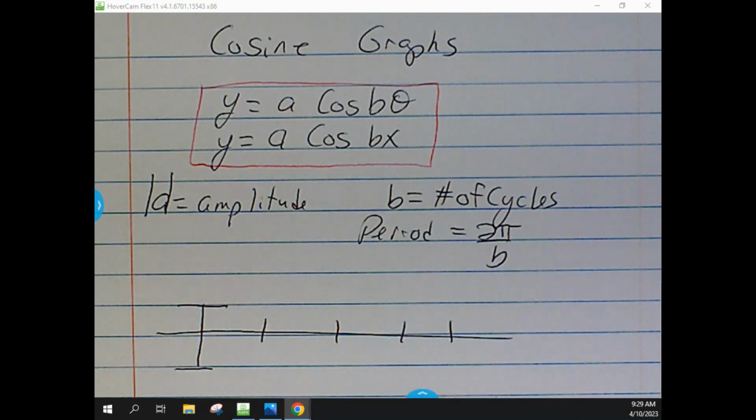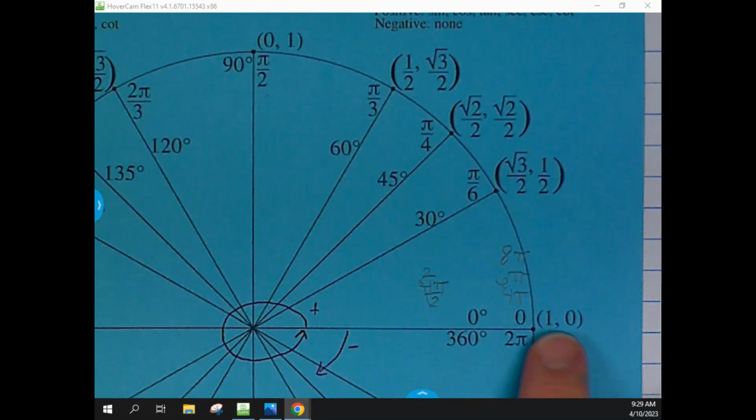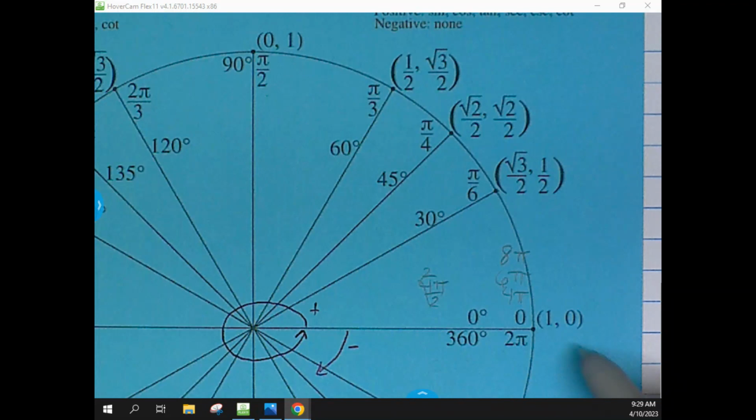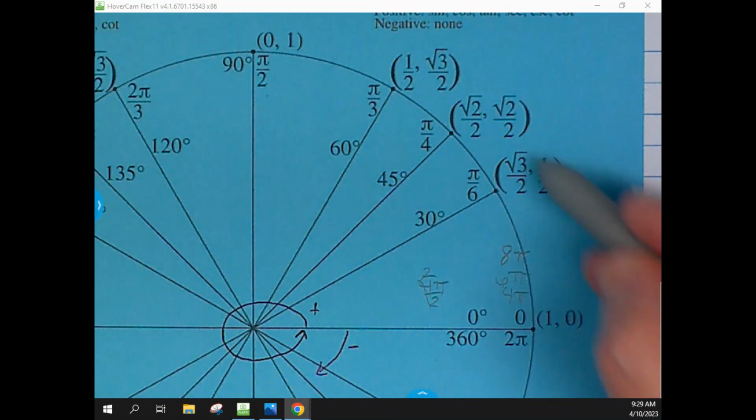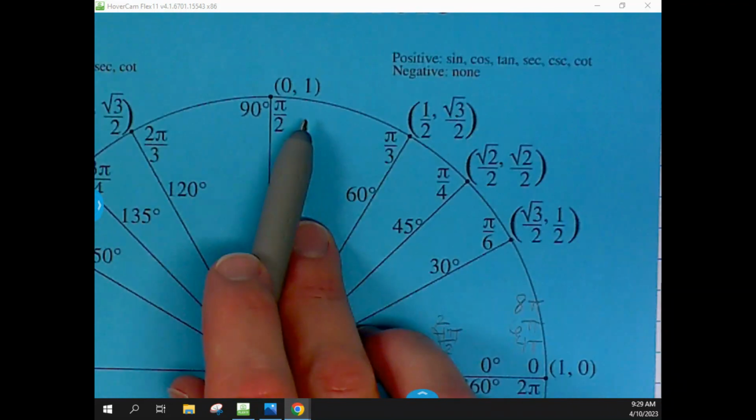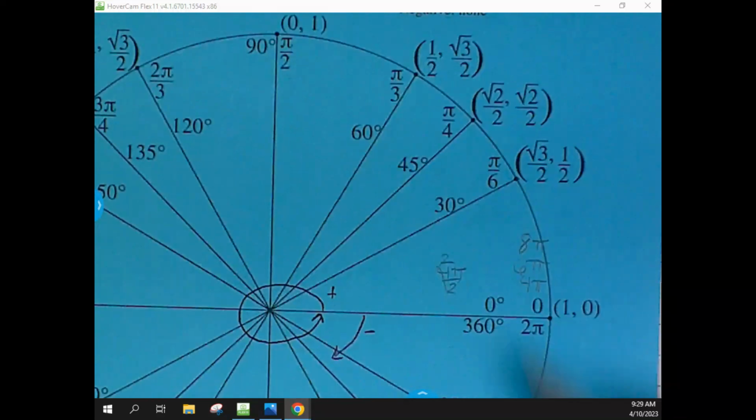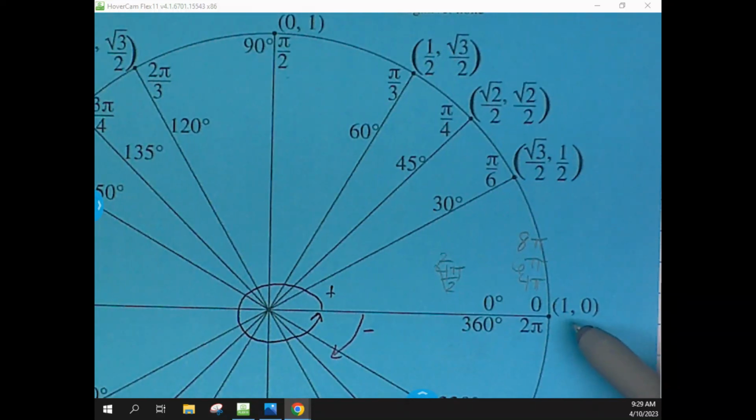Because last time we were doing sine, if we started with sine over here, the sine value was 0. Then we went to 1/2. We went to square root of 2, square root of 3 over 2. We eventually worked up to 1, and we went back down. If we start at 0, what's your cosine value here?